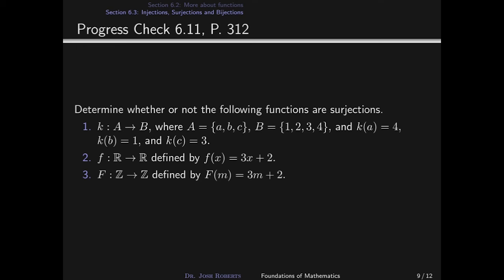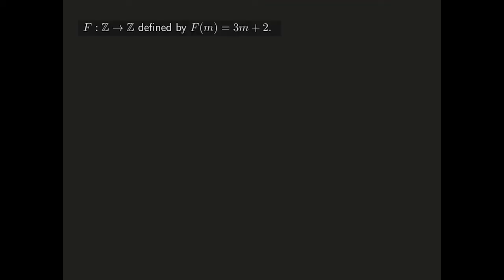Okay, next example. Example 3 looks a lot like problem 2, but notice I have different sets involved, and that's going to change things pretty dramatically. So what would happen if we tried to play the same type of game? What would happen if I took, say, an n in Z, and I wanted to solve 3m plus 2 equals n?